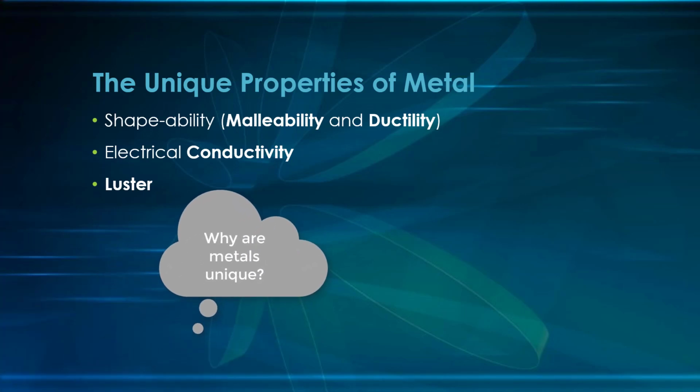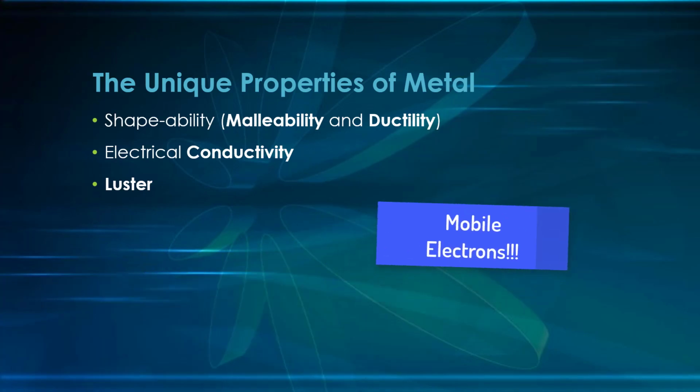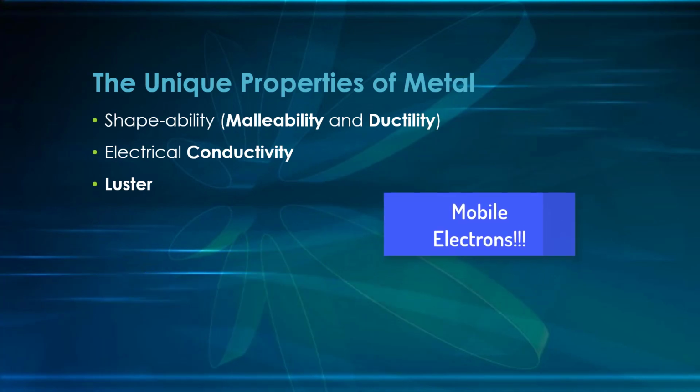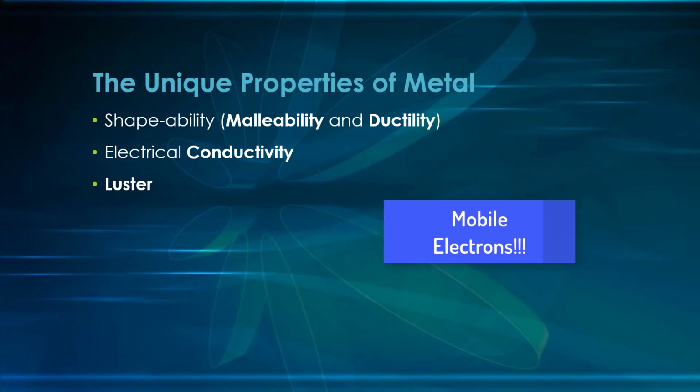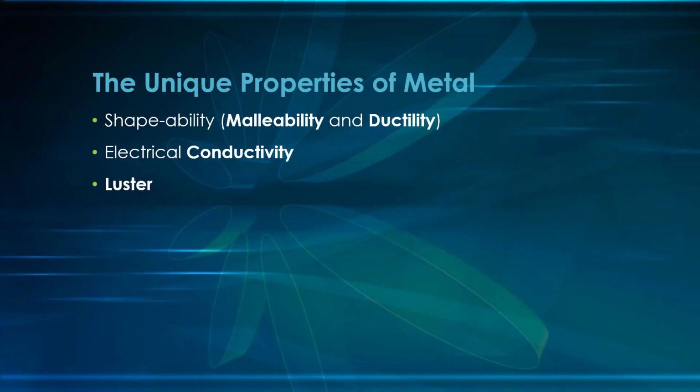As you've probably realized, the answer to the question, why are metals shapeable, why are they good conductors, and why are they lustrous, why do they shine, is always the same. These properties are due to the pool of valence electrons, the mobile, free electrons that can move about and be shared among all of the metal atoms in the substance.